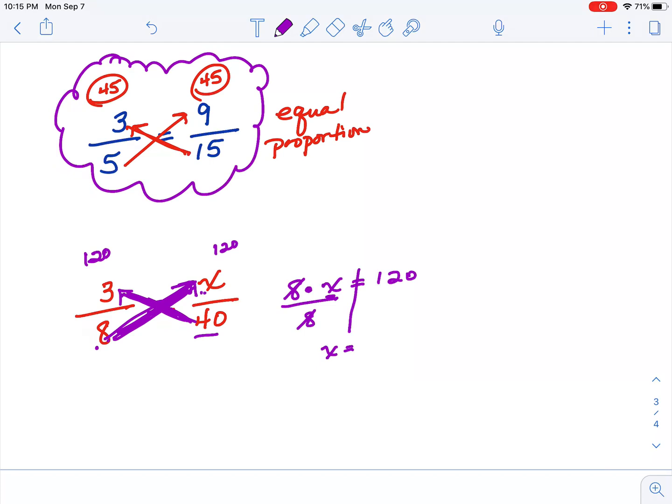Now remember, whatever I do to one side of the equation, I have to do the other. So I have to divide this side by 8. So I'm going to put in my calculator 120 divided by 8. And 120 divided by 8 is 15. So this missing number right here would be a 15.